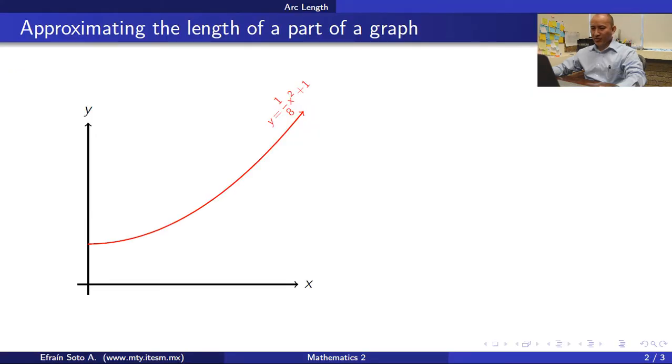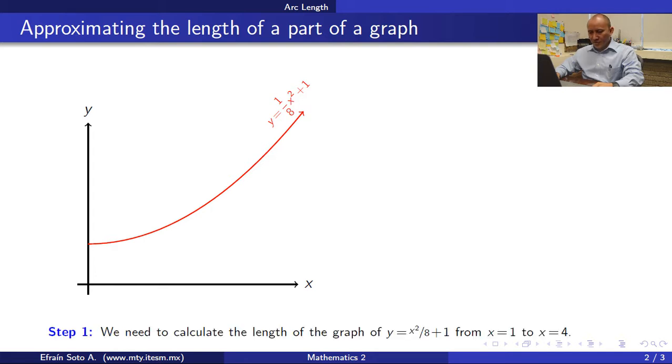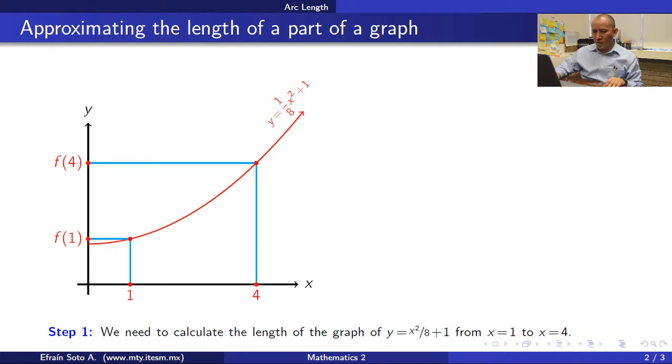Okay, here we go. We have a problem. We want to calculate the length of one part of the graph of a function, and the function is y equals 1/8 of x squared plus 1. So we need to calculate the length of the part of the graph of the function that goes from x equals 1 to x equals 4.